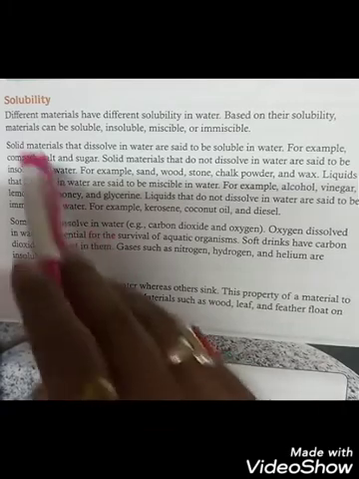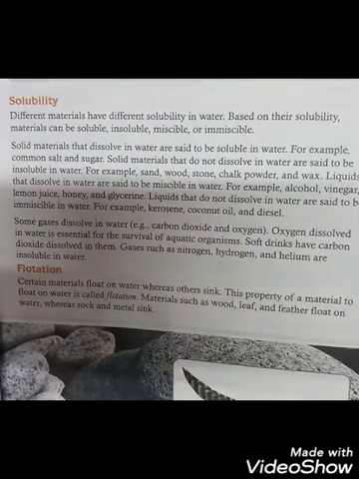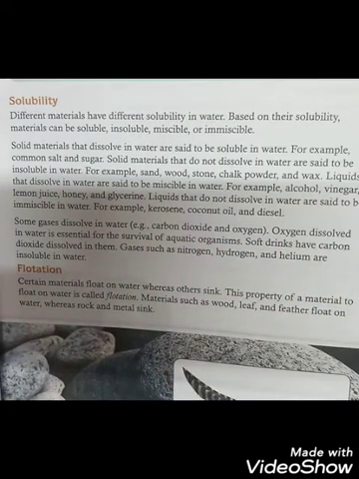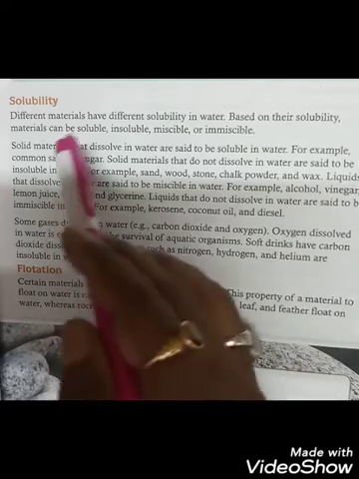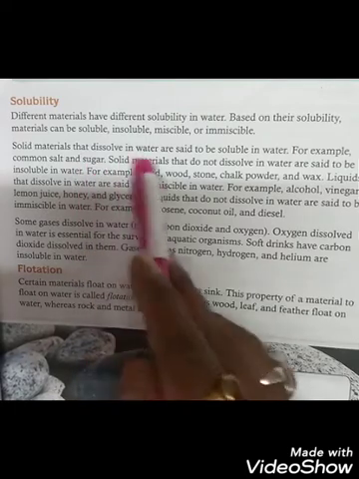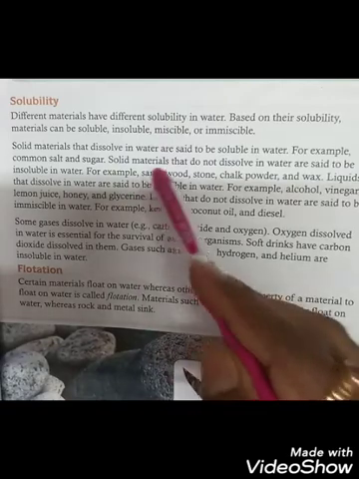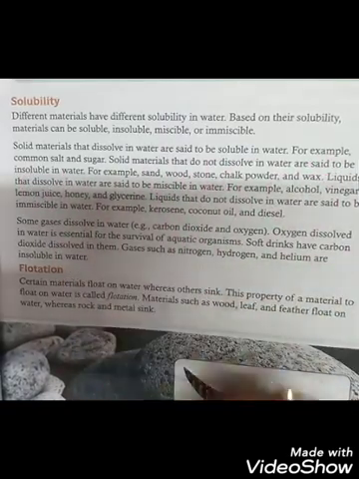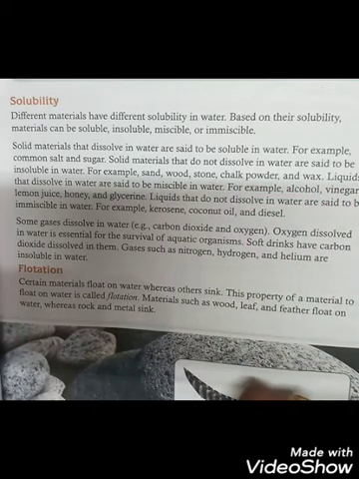Next you can see solubility. Now you have understood about solubility in the previous lesson. There are materials which have different solubility in water. Based on their property, materials can be soluble, insoluble, miscible or immiscible. Those materials that can dissolve in water are said to be soluble, like common salt and sugar. Those that do not dissolve in water are said to be insoluble in water, like sand, wood, stone, chalk powder, wax, they are not soluble in water, so they are insoluble.